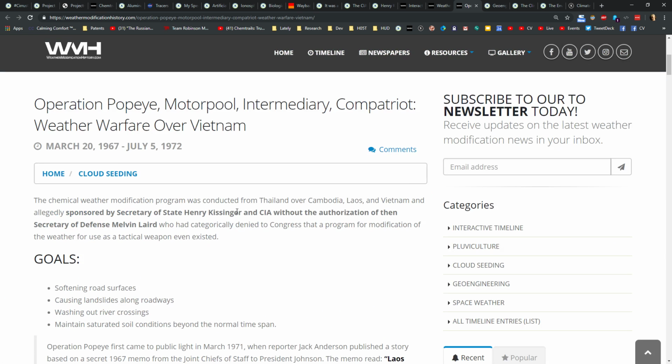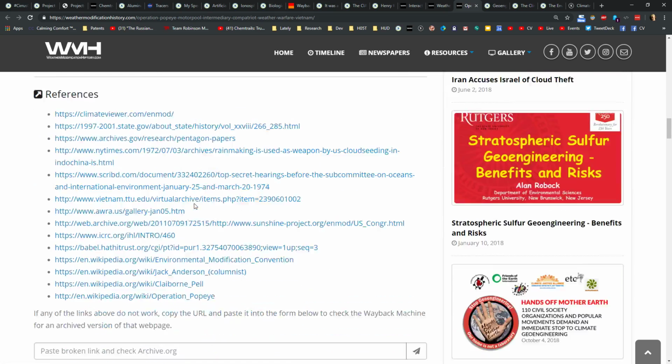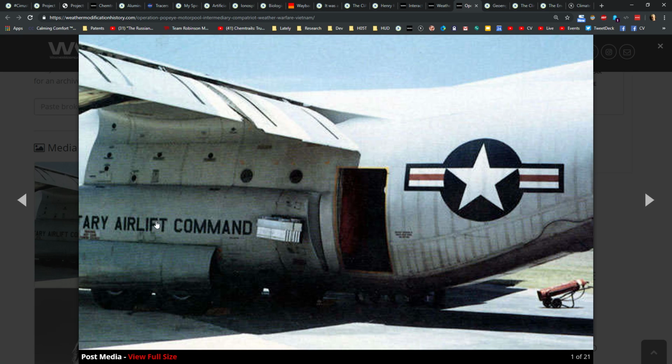So this is Operation Popeye, Motor Pool, Intermediary Compatriot, weather warfare over Vietnam, March 20th, 1967 to July 5th, 1972. Goals were softening roads, causing landslides along roadways, washing out river crossings, and maintaining saturated soil conditions beyond the normal time span. And we got a lot of references for this. So this is what it actually looked like. The silver iodide flares, it's called a JTOW rack. It was mounted on the side of a C-130. There are actually only 3 planes involved in all of the weather warfare in Vietnam. So if you don't believe they can do this sort of thing with just a couple of planes, you're crazy.